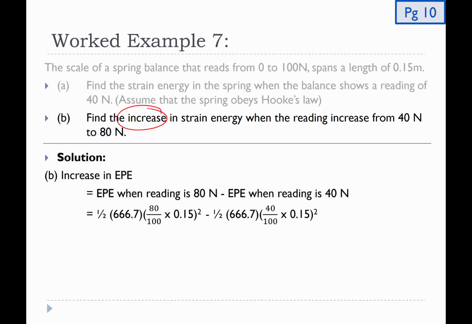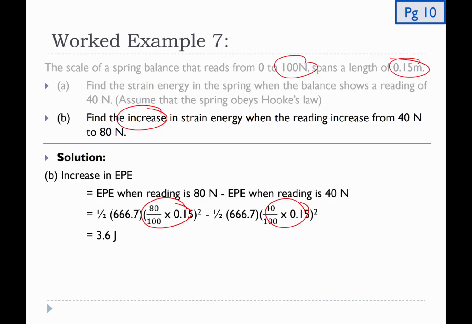So how do I find the extension at 80 Newton? We make use of the directly proportional relationship between the 100 Newton and 0.15. Since 100 Newton is at 0.15, at 80 Newton it will be 80 over 100 times 0.15. In the same way, to find the extension at 40 Newton, all I need to do is take 40 Newton divided by 100 multiplied by 0.15. Although I can also substitute the extension found in part A here. So pressing the calculator, I get 3.6 joules.